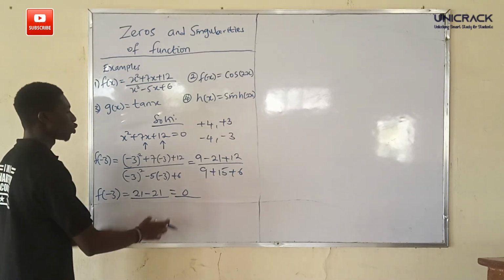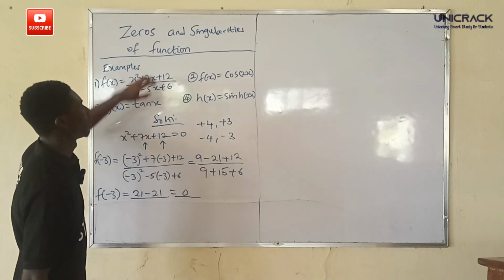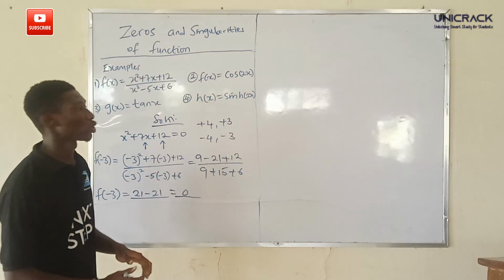So to always make sure that the numerator is what? 0. So for a rational function, always find these values of x that make the numerator equal to 0.